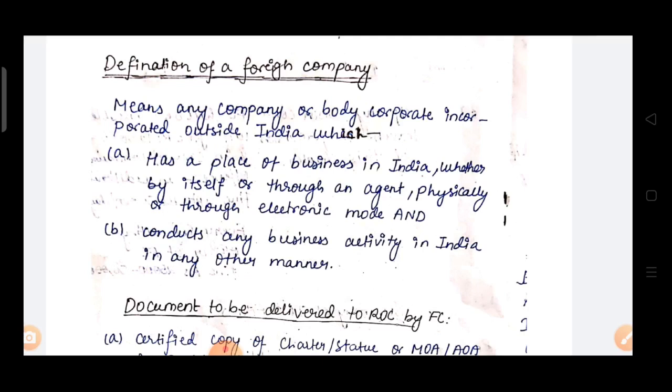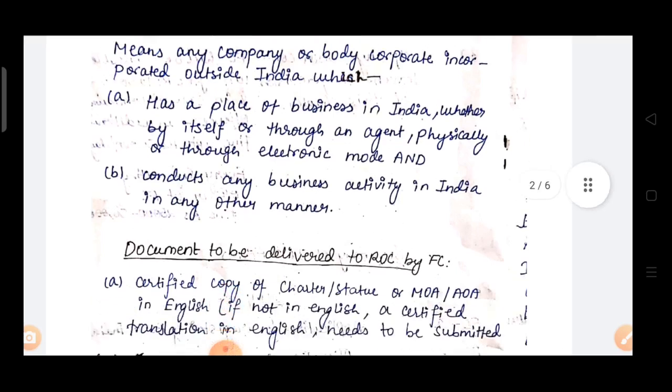This is important. This one is section 2 subsection 42. Only having the place of business in India is not enough. That foreign company must conduct business activity in India, then only it will fall under section 2 subsection 42. And this place of business can be by itself, or through an agent, and this business can be conducted physically or through electronic mode. So this is about the definition of foreign company, section 2 subsection 42.